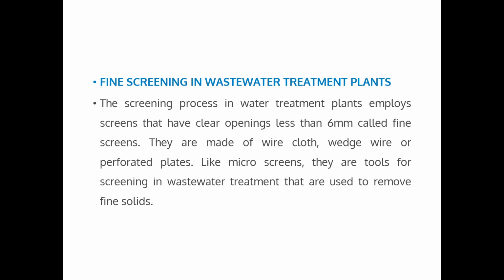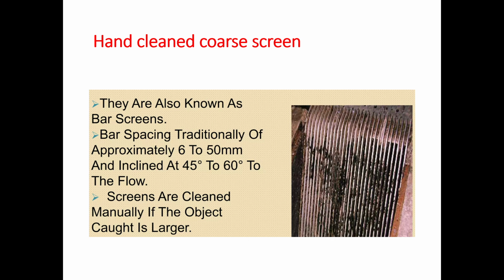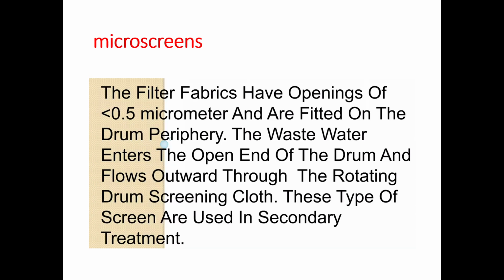Next, the screening process employing screens with clear openings less than 6 mm we call fine screens, made of wire cloth, wedge wire or perforated plastics. Here you can see a hand cleaned coarse screen, which we call a bar screen, with openings of 6 to 50 mm. It can be cleaned manually because larger objects can easily be caught. Micro screens have openings of 0.5 micrometer.